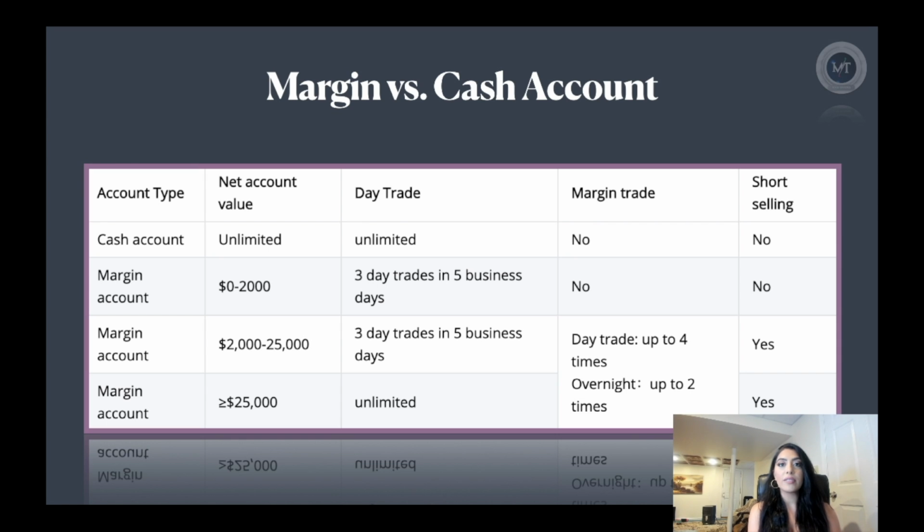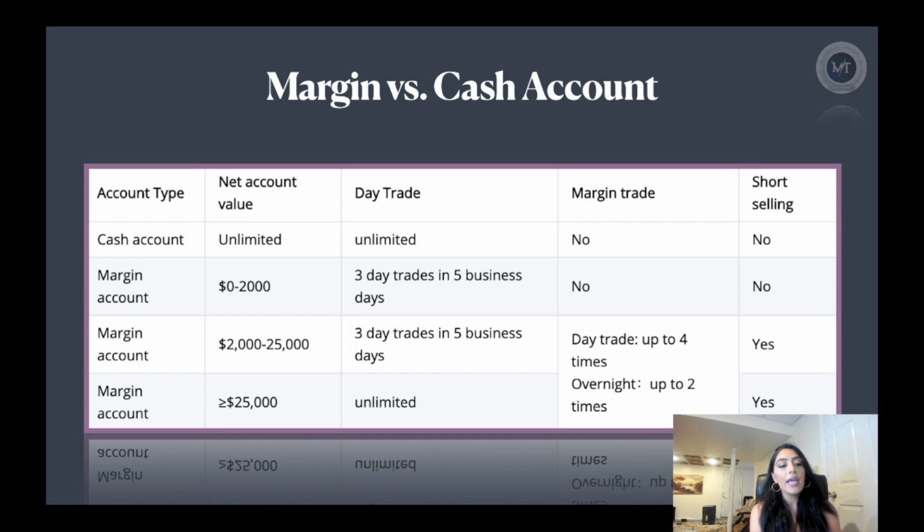Usually when you hear people saying I'm out of buying power, it means they've run out of cash for the day and they have to wait till the next day for their funds to settle. With a cash account, it takes one full day for the funds to settle. Like I said, if you use 3,000 for one trade, you have $2,000 left. The next day, your account will be back to that 5,000, or more if you took a profit, or less if you took a loss on that trade. But you will only be able to trade up to the cash that you have in the account.